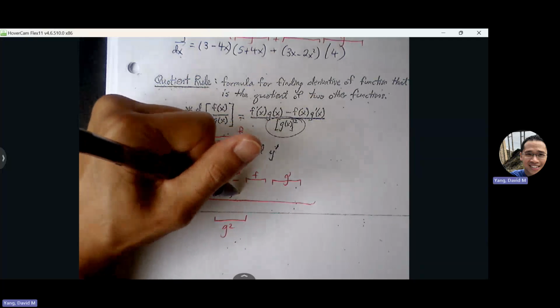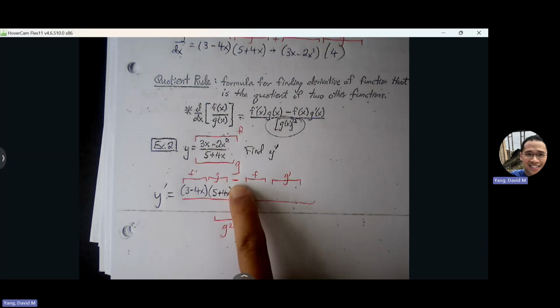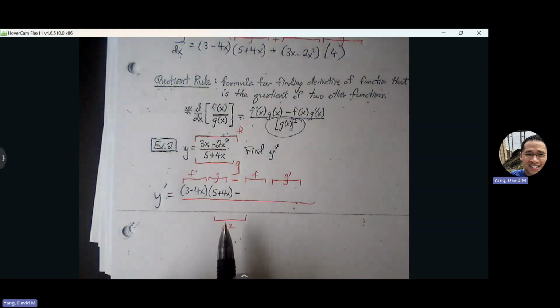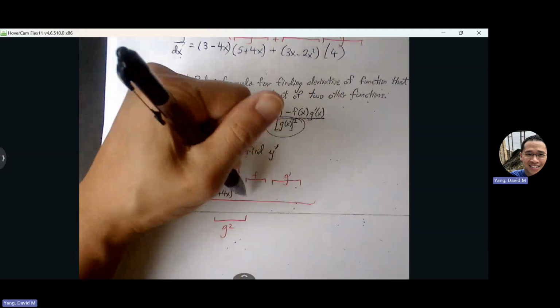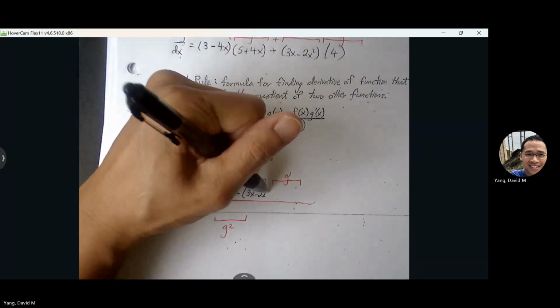You mean why is there a negative here? That's just part of quotient rule right there. It's always going to be subtraction between the two terms. Minus, okay, back to f. And then g prime, back to 4.